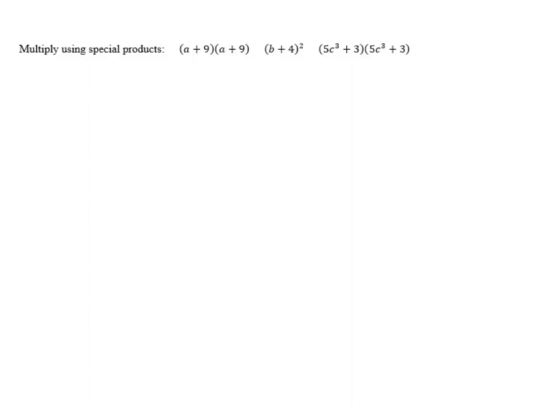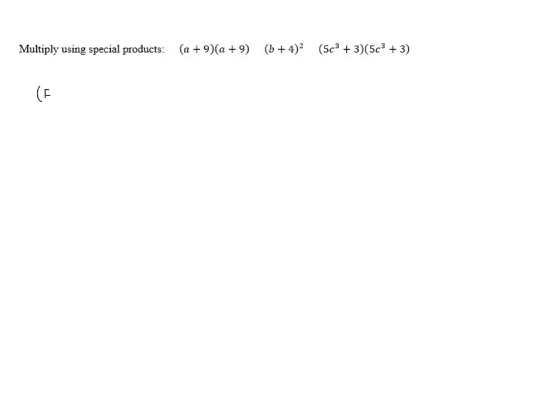Multiply using special products. Here we have 3 more examples of some products, but these look a little bit different from the ones we saw before. The ones we saw in the first set had a sum and a difference, but in this case we have a sum being multiplied by itself, a sum being squared, which is the same thing. Remember, when we square something, we're multiplying it by itself, and again a sum multiplied by itself. This is still going to be a special product, but it uses a different formula.